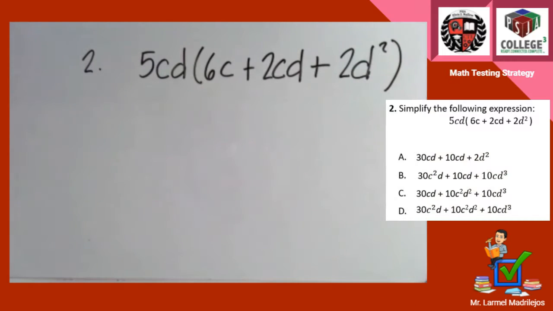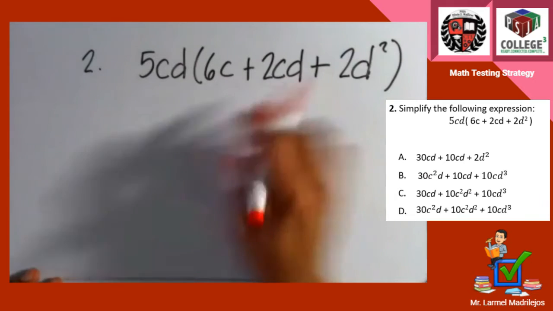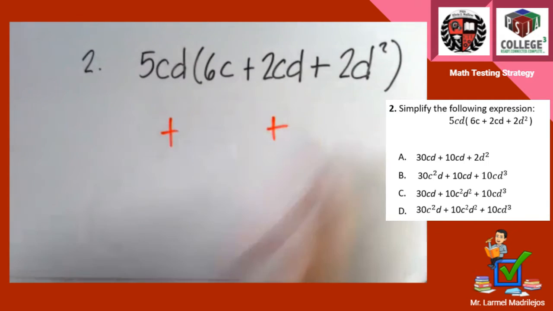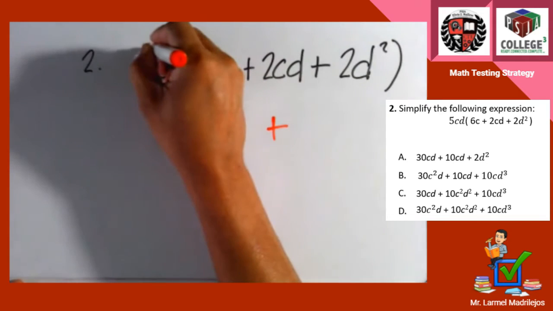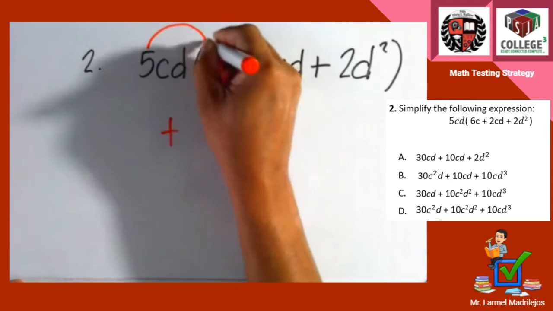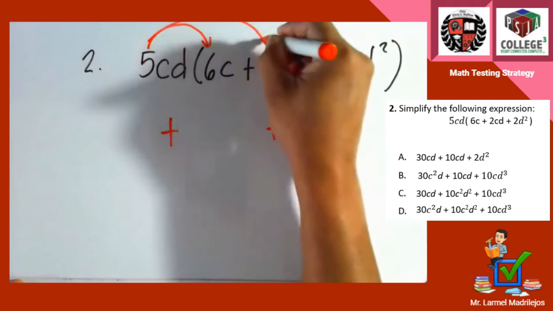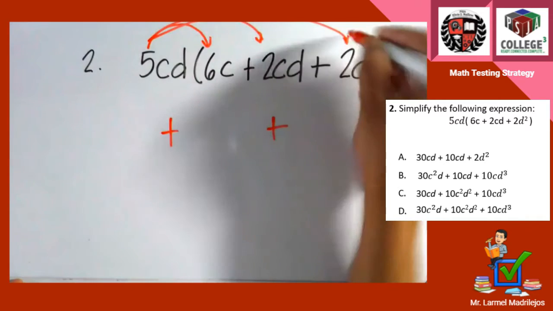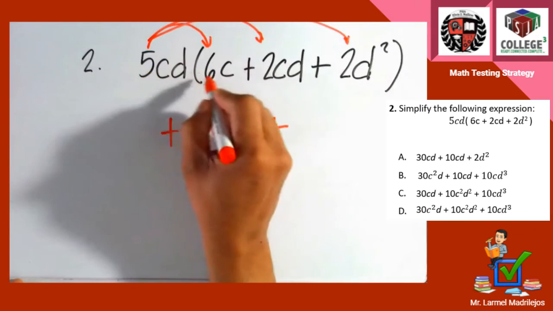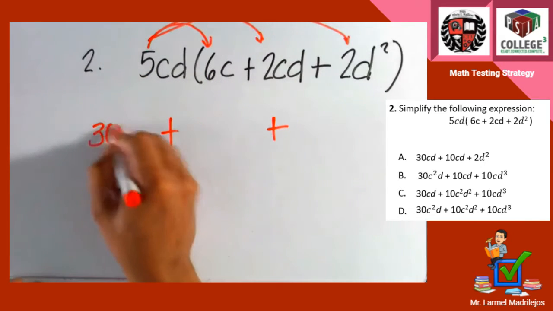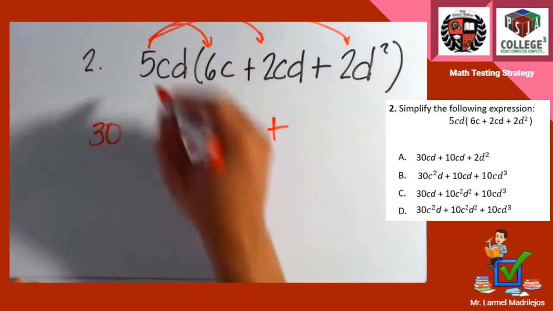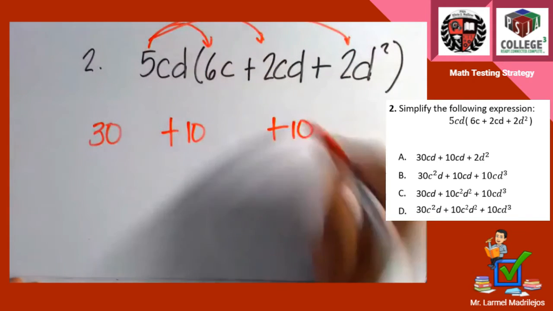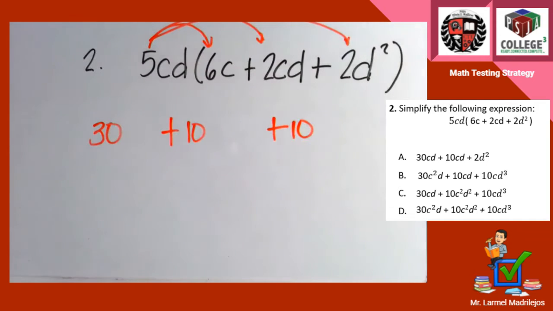So first, I'm going to look at the operation here. They said the operation is plus plus, so I know there's a plus and there's a plus. Okay. Next, I'm going to distribute my coefficient here, the 5. I'm going to distribute it to the 6, to the 2, and to the 2. Okay? So 5 times 6 gives me 30 here. 5 times 2 gives me 10. 5 times 2 gives me 10 also. So I distributed the coefficient 5.